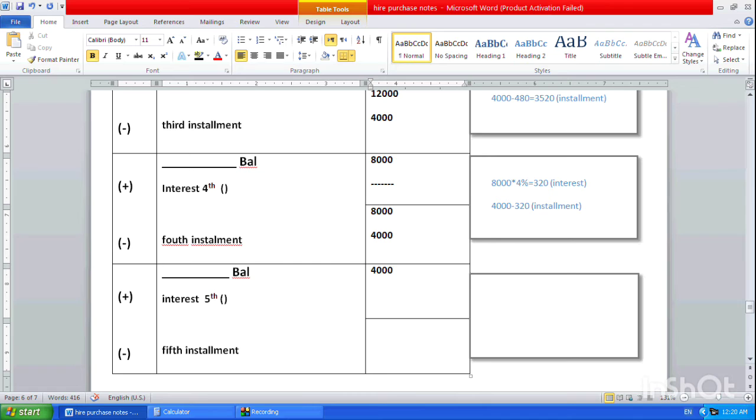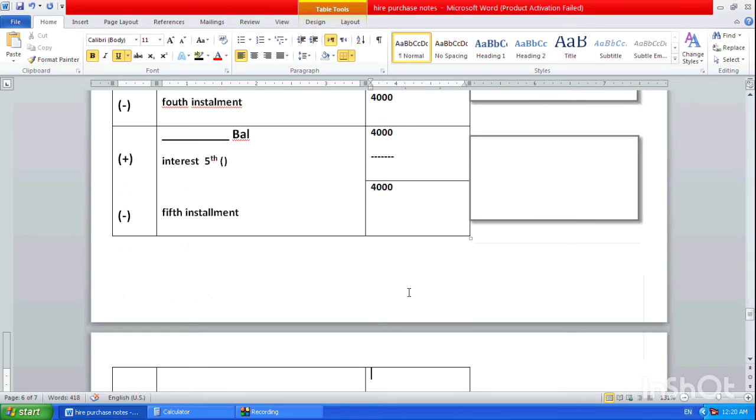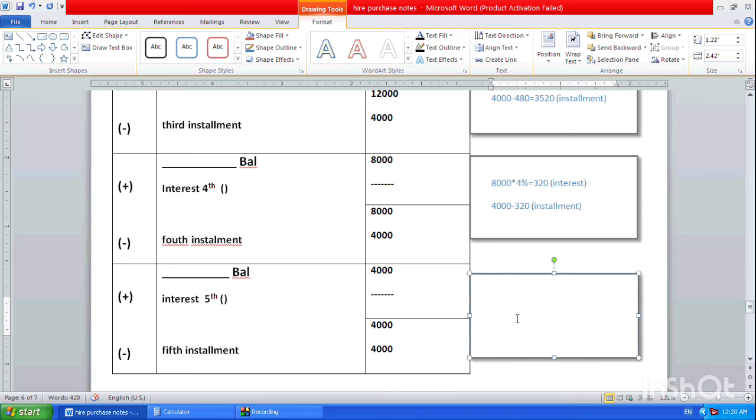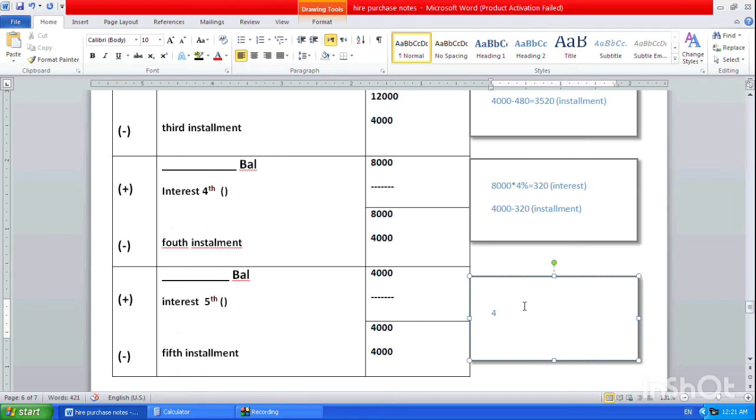Last installment, so the balance is 4,000 only. So the last and final installment 4,000. Okay, so let's calculate the interest in installment. 4,000 into 4% is equal to 160.